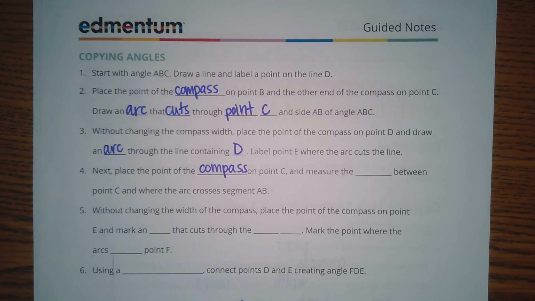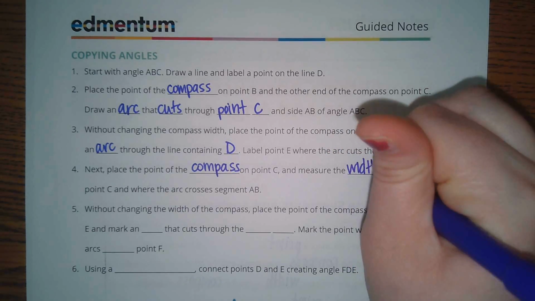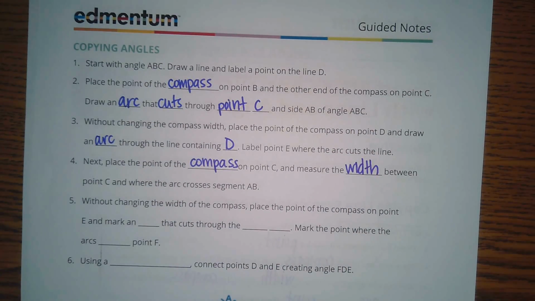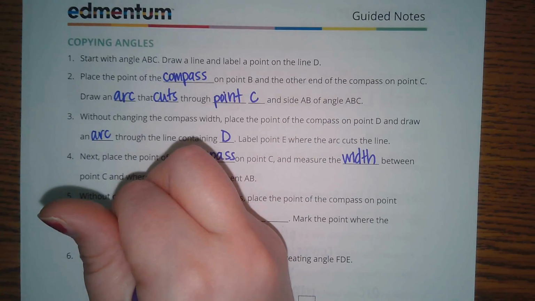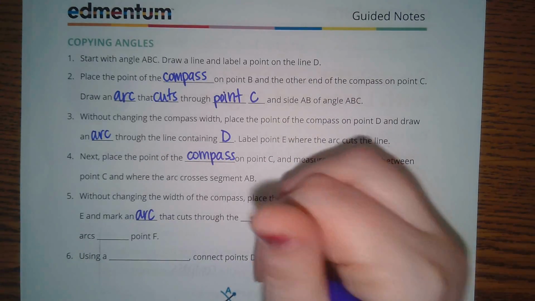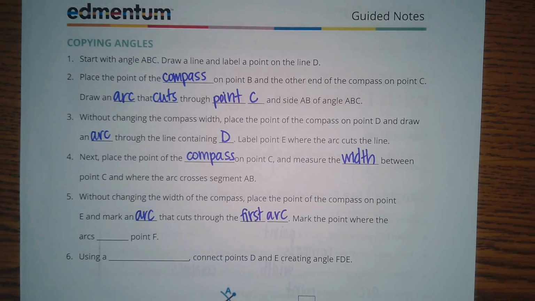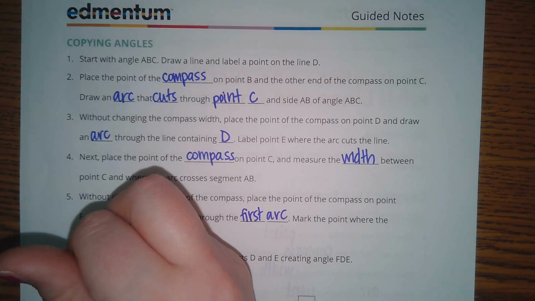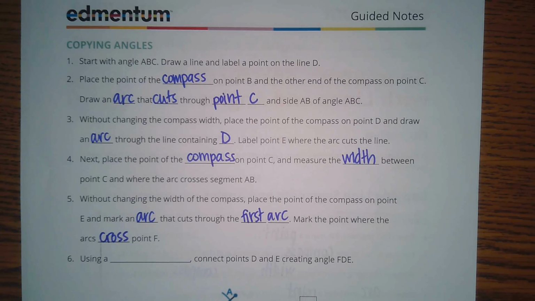Next, we're going to place the point of the compass on point C, and we're going to measure the width between point C and where the arc crosses segment AB. Without changing that width, we're going to place the point of the compass on point E, and we're going to mark another arc that cuts through the first arc. And we're going to mark that new point where the arcs cross, where they intersect with one another, as our point F.